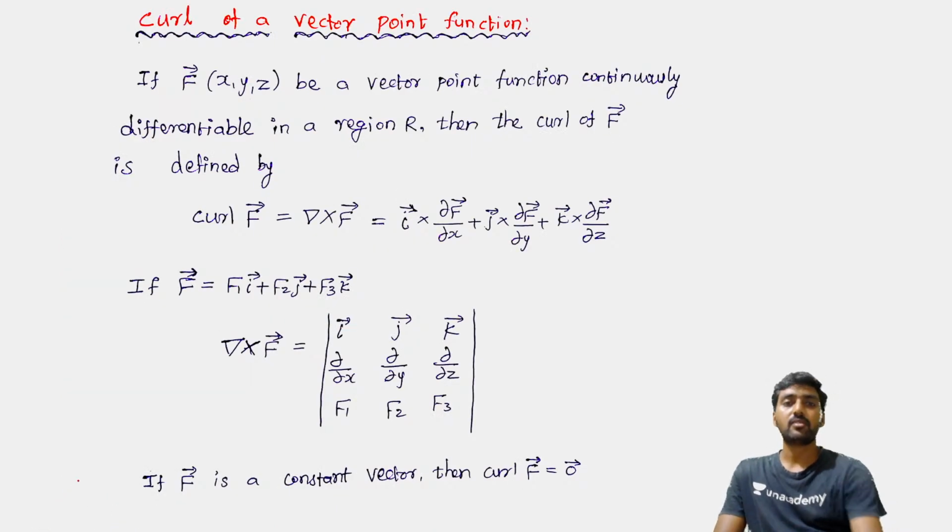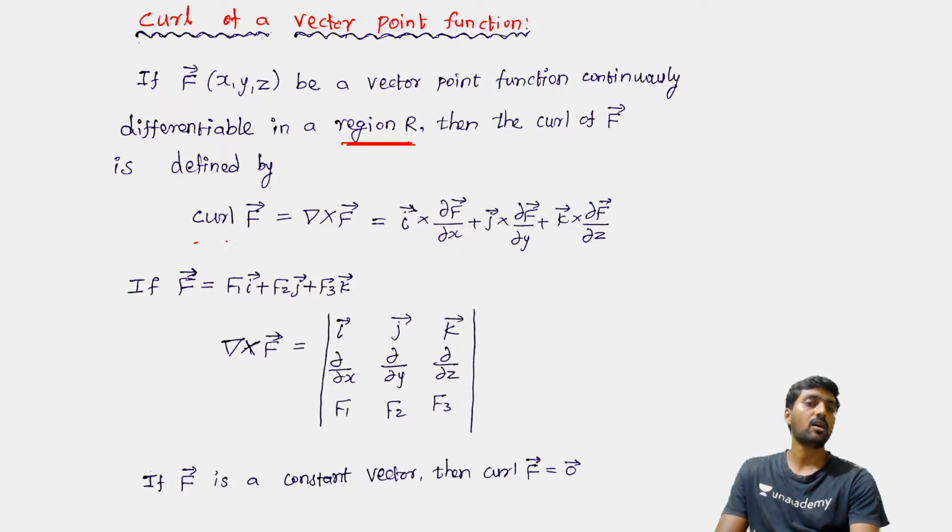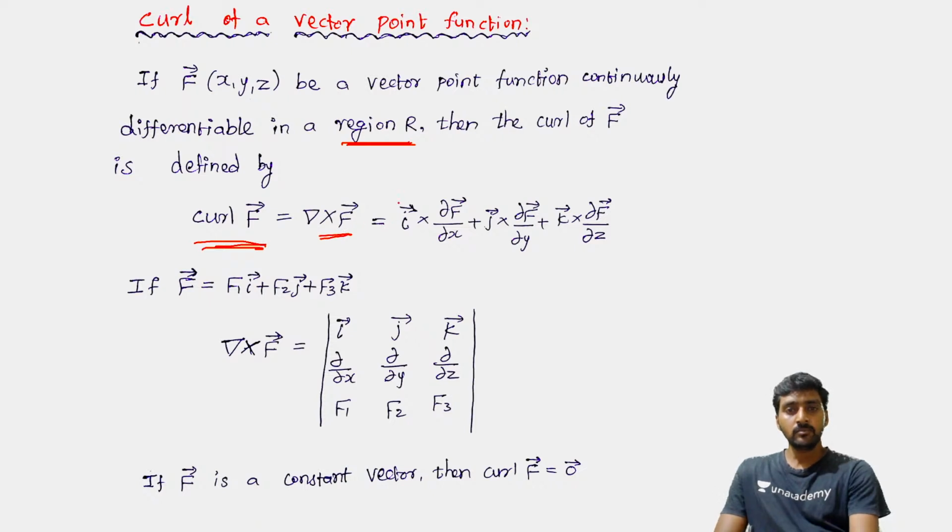Curl of a vector point function. If F vector of x, y, z be a vector point function continuously differentiable in the region R, then the curl of the F vector is defined by curl of F vector equals del cross F vector, which is i vector into dou F vector divided by dou x plus j vector into dou F vector divided by dou y plus k vector into dou F vector divided by dou z.